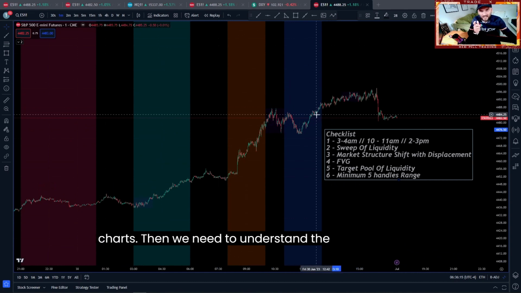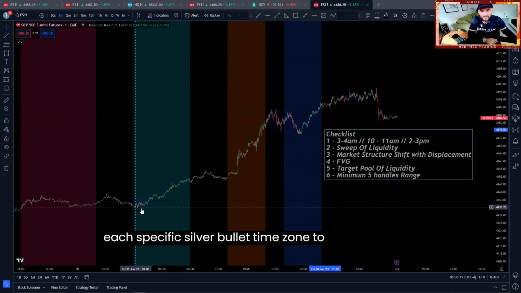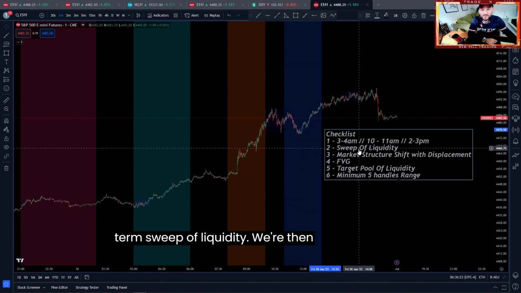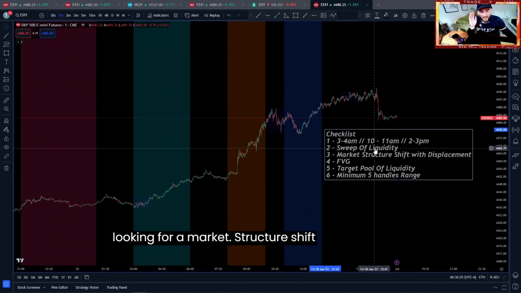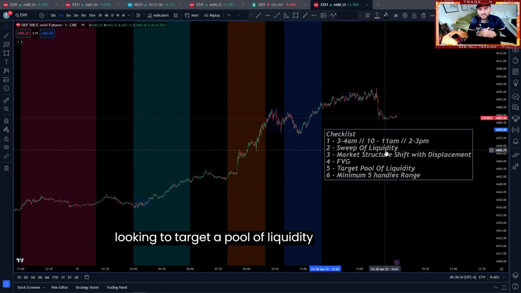Then we need to understand the criteria that we're looking for inside of each specific silver bullet time zone to make sure that we have a trade opportunity. So we're looking for a short-term sweep of liquidity. We're then looking for a market structure shift with displacement. And then behind that, we're looking for a fair value gap to be left behind. So if we're bullish, we're looking for a BISI. And then we're looking to target a pool of liquidity with a minimum of a 5-handle range.